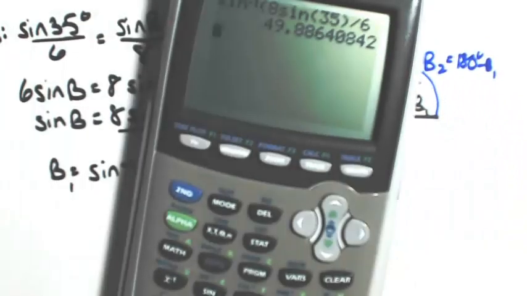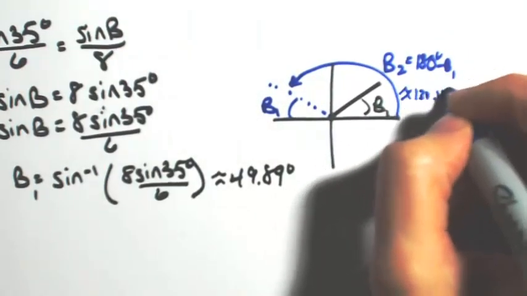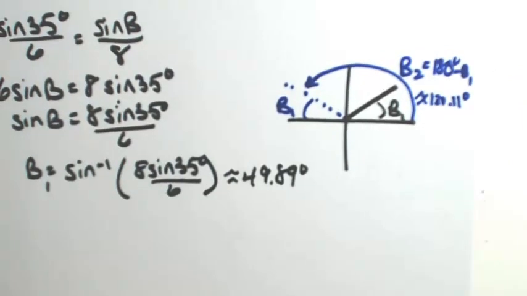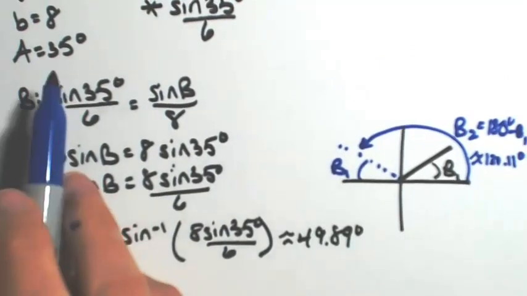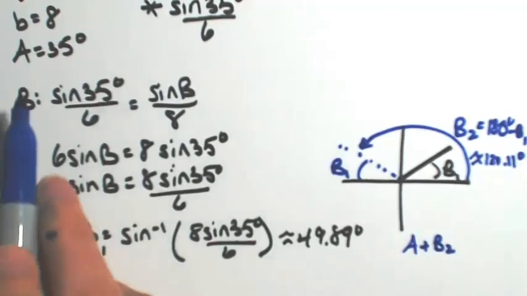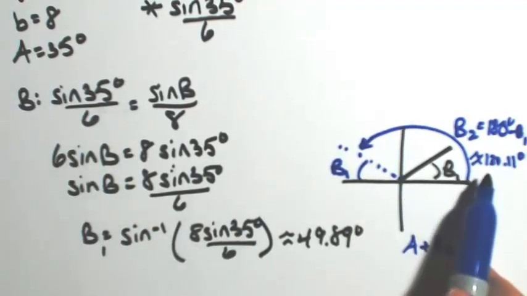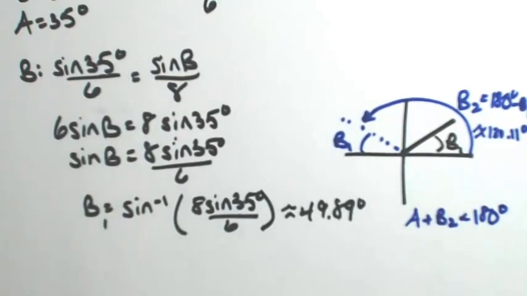Okay, let's see what that is. So 180 minus 49.89 is about 130.11. So 130.11 degrees. So let's see if this is even feasible. Going back to the given information, I have 35 degrees as my other angle. So if I do A plus my B2, I would have 35 plus 130. That's 165. So this is possible because this is less than 180 degrees. So that means there is a second possible angle for B, which also means that there's 2 possible triangles.